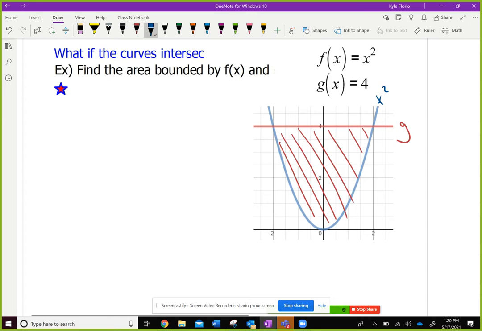The answer is correct. The top curve is g in this case. The bottom curve is f because g is above it. But my question is, where are we going to? Because before I told you it's from -1 to 2. Here I didn't tell you where it's going to.